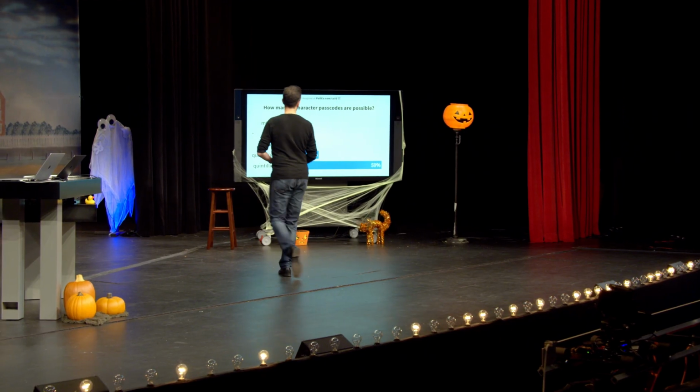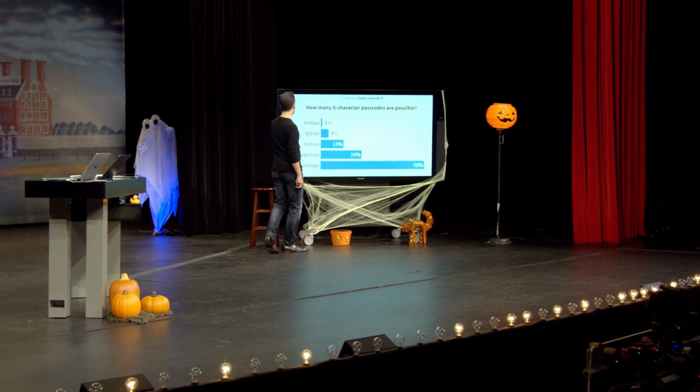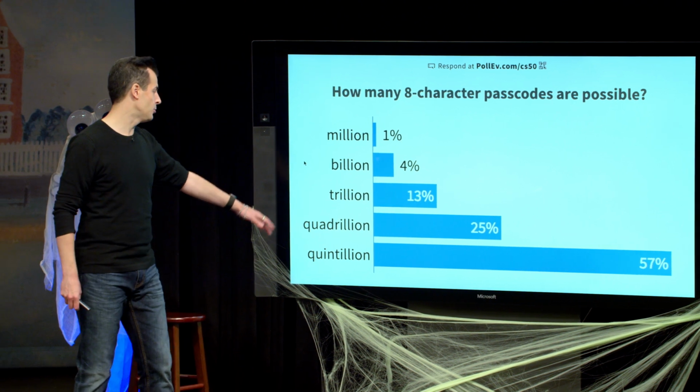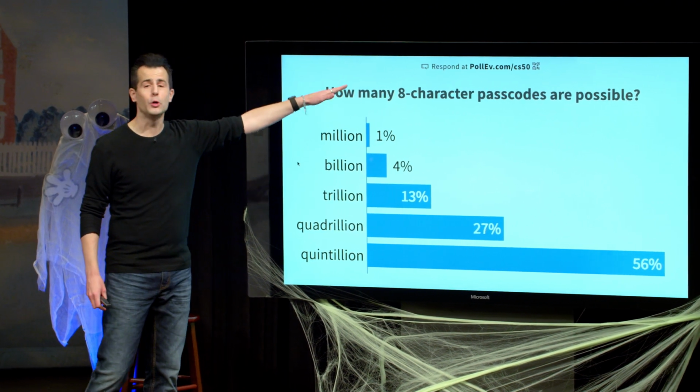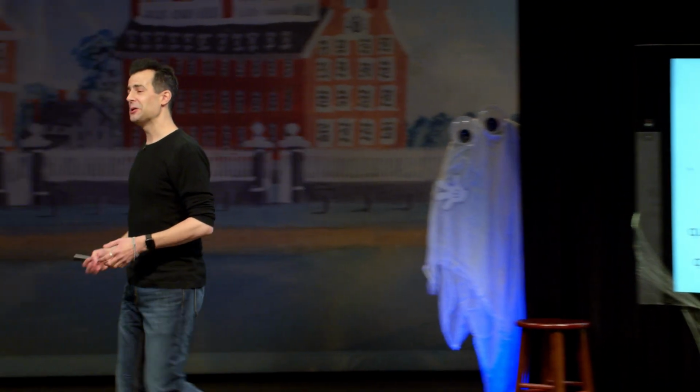Looks like we're getting equilibrium. About 60% of you think it's 1 quintillion. 25% of you think it's a quadrillion, and then fewer and fewer for the others. Well, let's take a look at what the actual answer is. Give me just a moment to actually do out the math here on my screen.